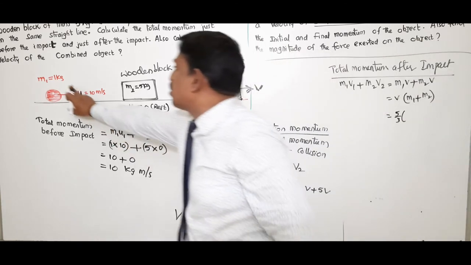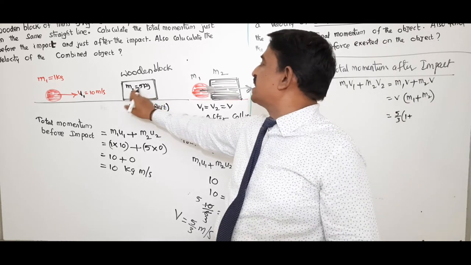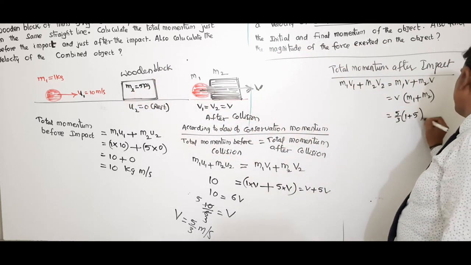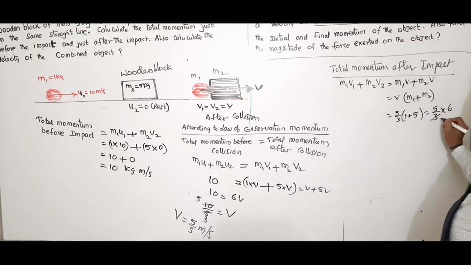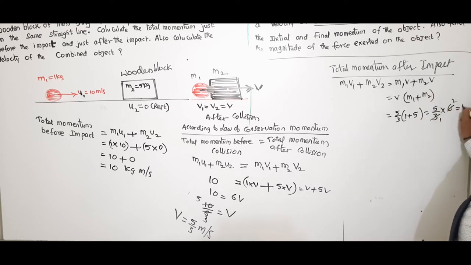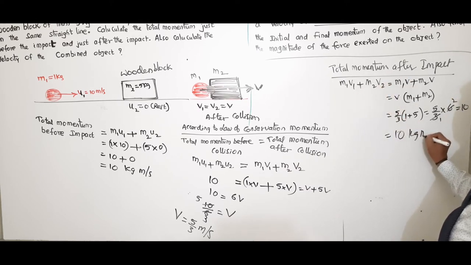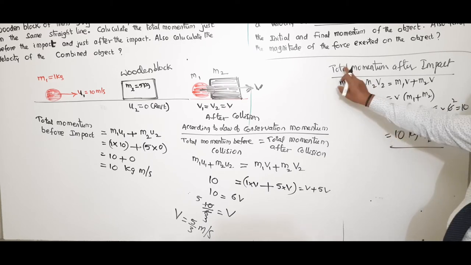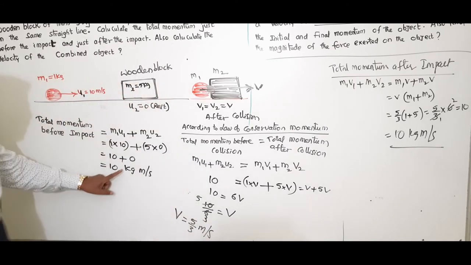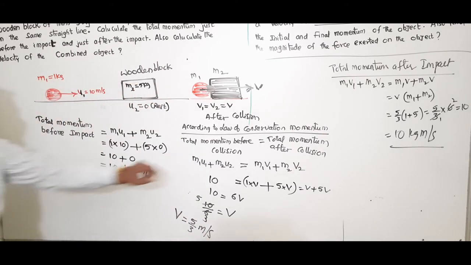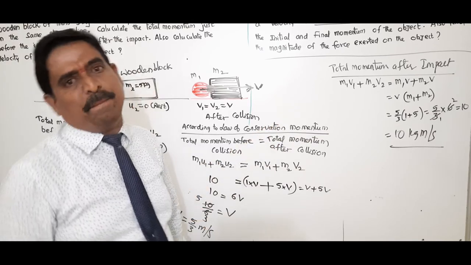M1, mass of the first body, is 1 kg. Mass of the second body is 5 kg. 5 by 3 into 1 plus 5, which is 6. 3 twos are 6, 5 twos are 10. That is equal to 10. Momentum unit is kg meter per second. It is the total momentum after the impact. Now, here 10, here 10. Total momentum before impact is equal to total momentum after impact.